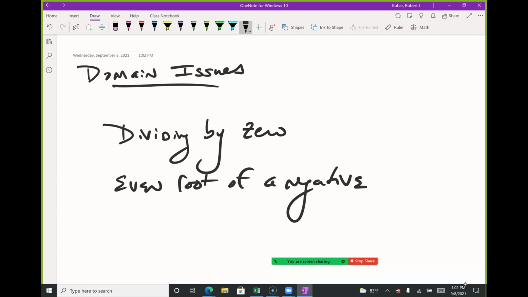As we get to our logarithmic functions, we'll add a new domain issue. As we get to our trigonometric functions, we'll add a new issue. So as we advance later and later in our math careers, we'll come up with new issues for our domain. But right now, we only have two: dividing by 0, or taking an even root. For us, it's only the square root of a negative number, right?